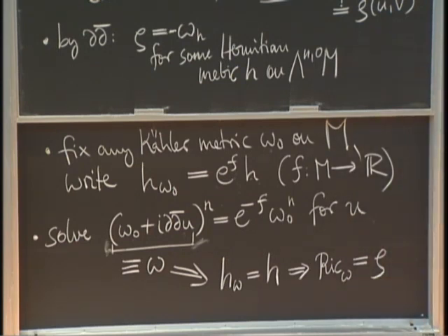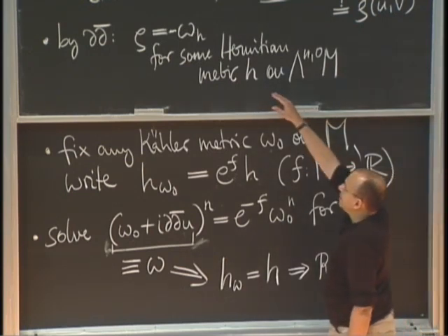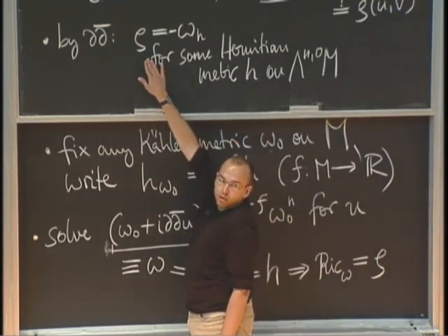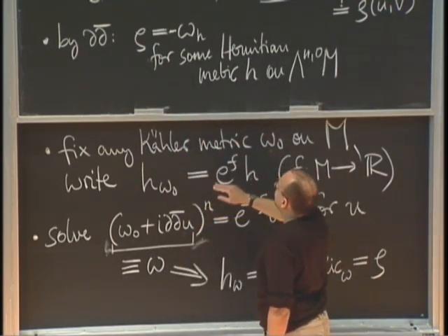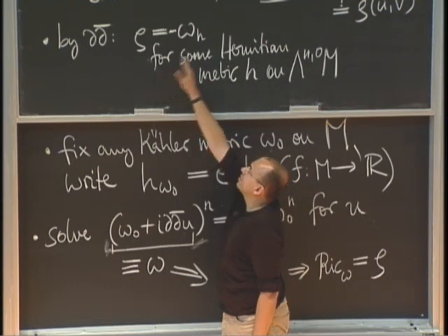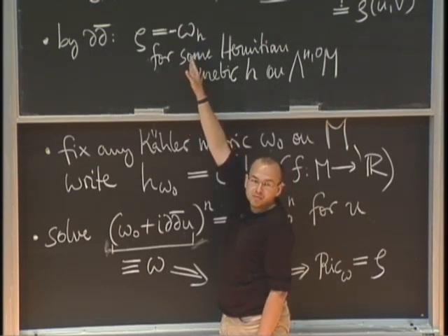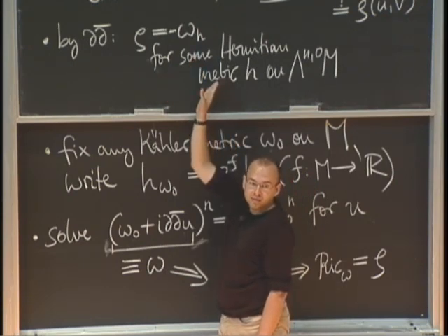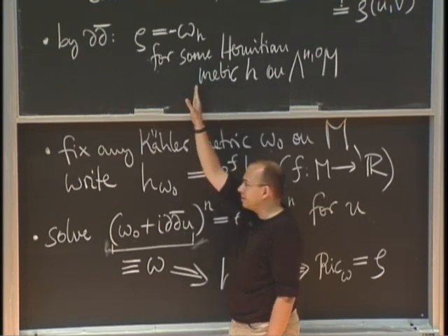May you explain again the previous, like h sub omega 0 is equal to the power f? Yes. So I want the Ricci curvature to be rho. Okay. I know that rho is minus the curvature form of some Hermitian metric h on this line bundle. But that's a Hermitian fiber metric on the line bundle.